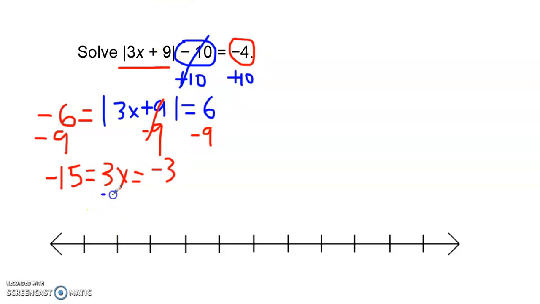Now we need to divide by 3 on all three sides. So that cancels. Negative 15 divided by 3 is negative 5. That equals x. And it also equals, on this side, negative 3 divided by 3 is negative 1.